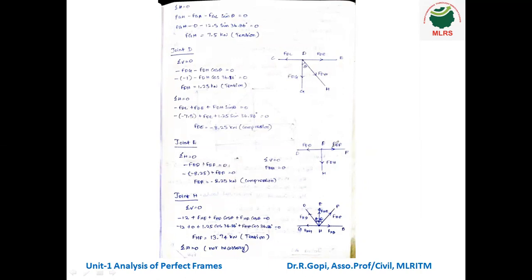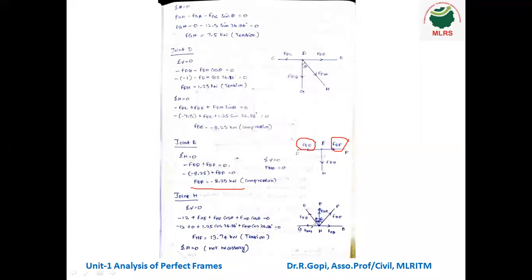So straight away we have to go to summation of H. So you can see here summation of H. FED is acting left side, so it is minus, and FEF is acting right side, so it is plus. So therefore minus FED plus FEF equal to 0. So therefore FEF equal to minus 8.25 kilonewton. Okay, so at last only one joint is pending, that is joint H. So in joint H, there are 5 members meeting.